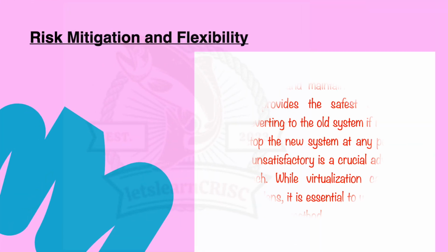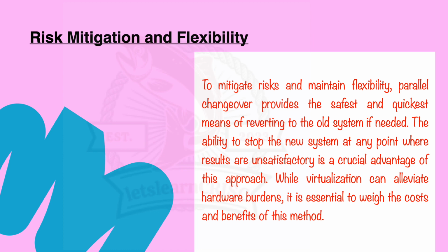Next is risk mitigation and flexibility. Friends, mitigating risk means reducing the likelihood or impact of potential problems, right? Think about updating a software your company uses for order processing. With parallel changeover, if the new system encounters unexpected issues, you can quickly switch back to the old system. So this minimizes the risk of disruption to the customer orders and the business operations, right?